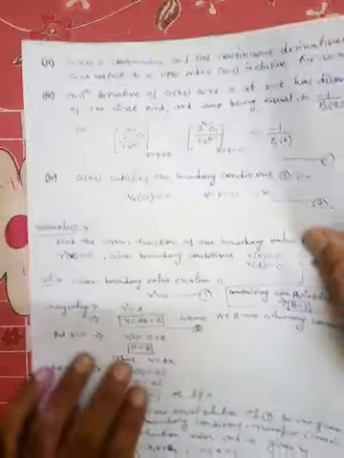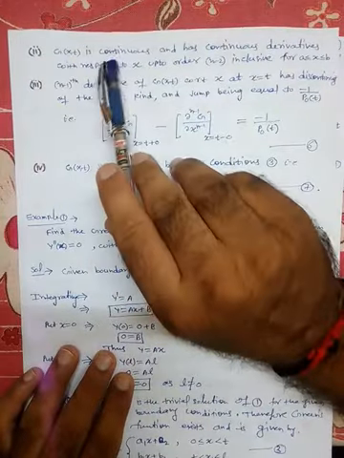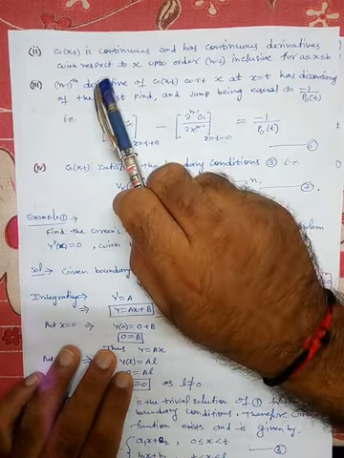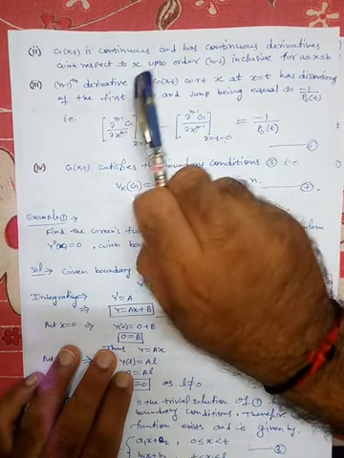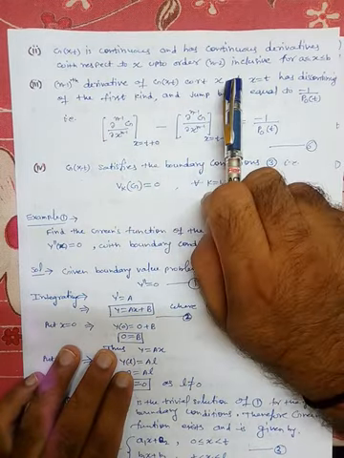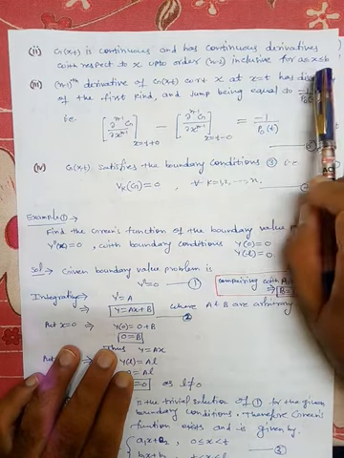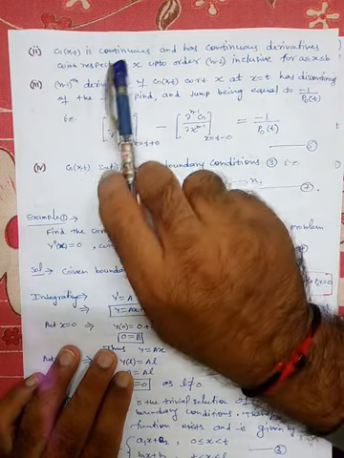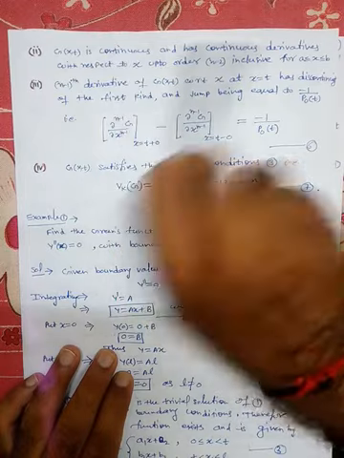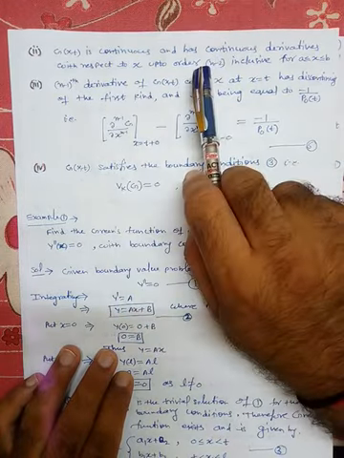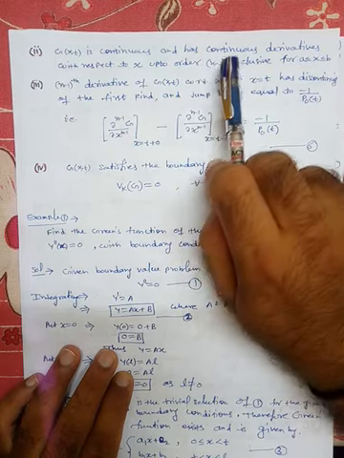Now the second property is that G(x,t) is continuous and has continuous derivatives with respect to x up to order n minus 2, inclusive, for x in between a and b. So G(x,t) is continuous, with continuous derivatives with respect to x up to order n minus 2.